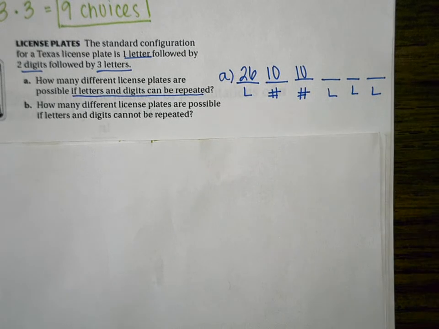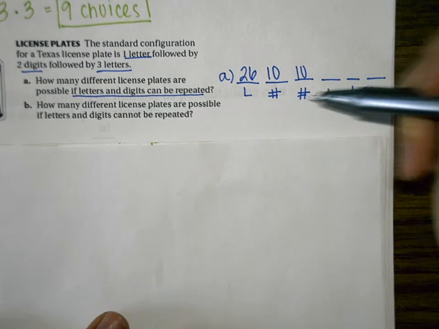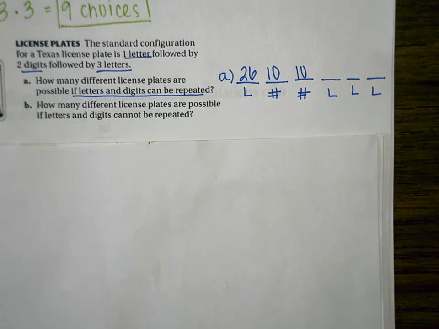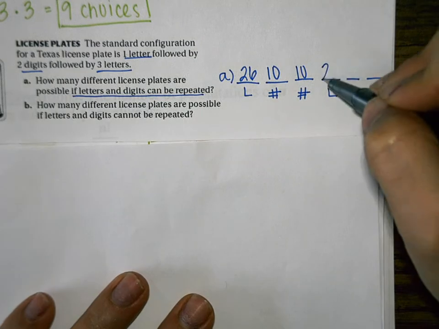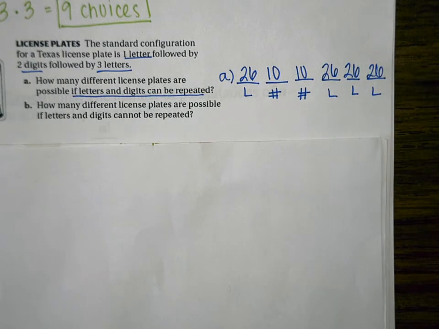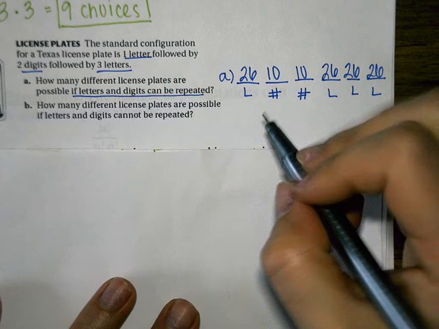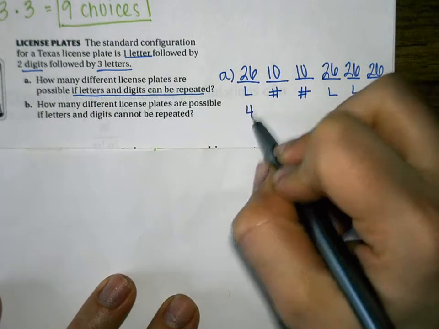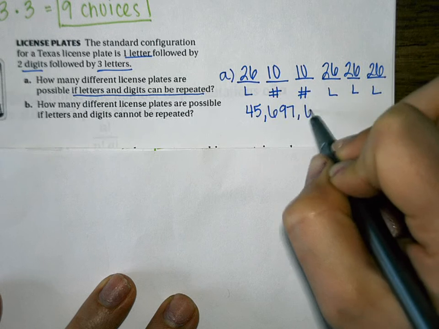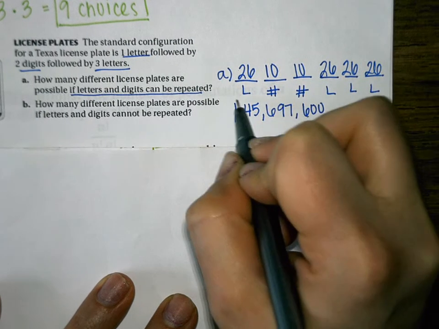Because we can repeat, we can put in the same number, so we still have 10 to choose from, and the same with the letters. So because we can repeat letters, we can use all 26 letters for each one. So then to do the fundamental counting principle, we're going to multiply all of these different choices together. So that is going to give me 45,697,600 different license plate configurations.